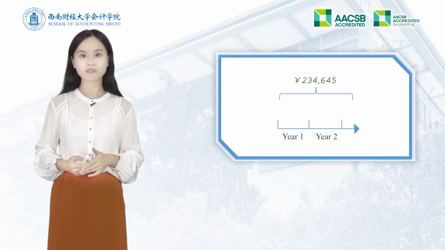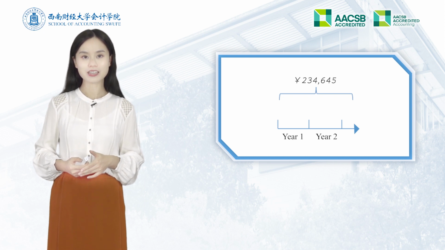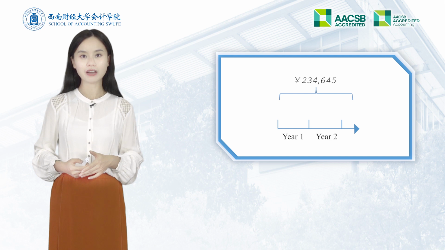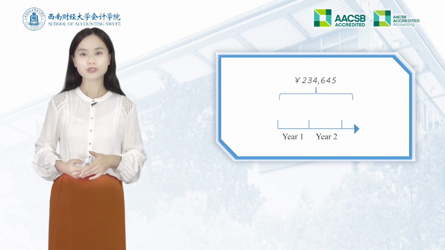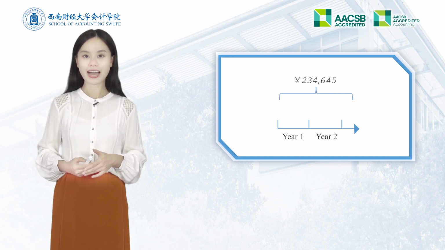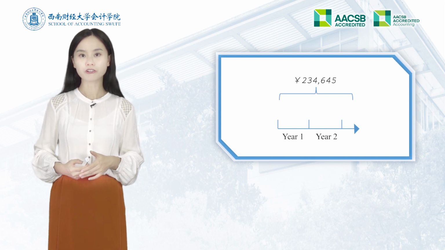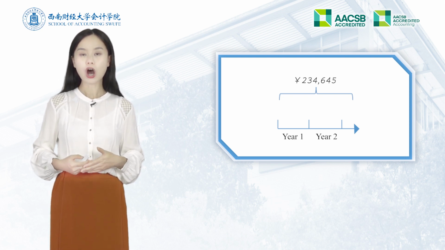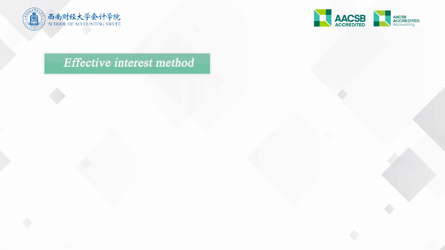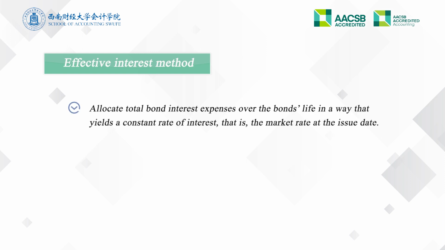The company's cost of borrowing 965,355 yuan for 2 years is 234,645 yuan. We need to allocate the total cost of borrowing, the total interest expense, over the life of bonds. IFRS requires the use of the effective interest method, which allocates total bond interest expense over the bond's life in a way that yields a constant rate of interest, that is, the market rate at the issue date.